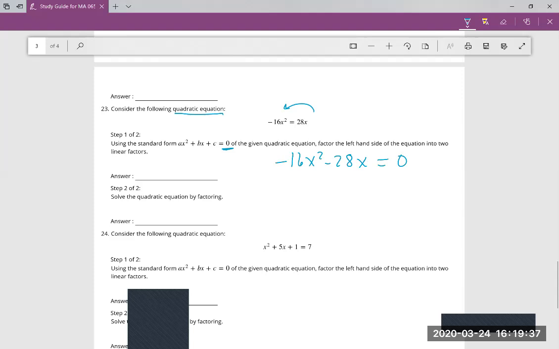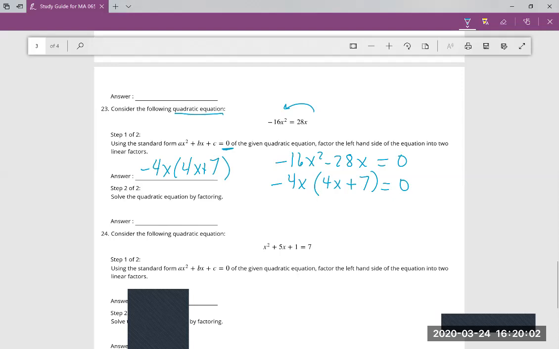Now, what can I factor out of this? So it's going to be a negative, and is 4 the biggest thing? 4x, negative 4x, let's factor that out. So now we have 4x plus 7. So the answer here is negative 4x and 4x plus 7.